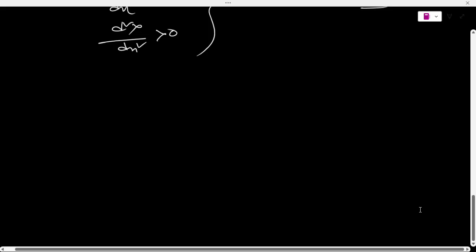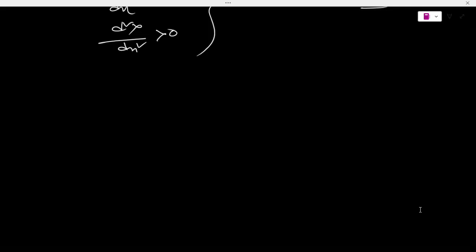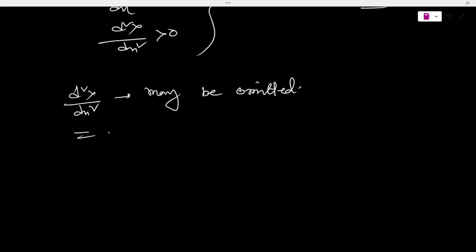Quite often it is known from the physical situation whether the quantity is a maximum or minimum. So the test of d square y by dx square may be omitted.